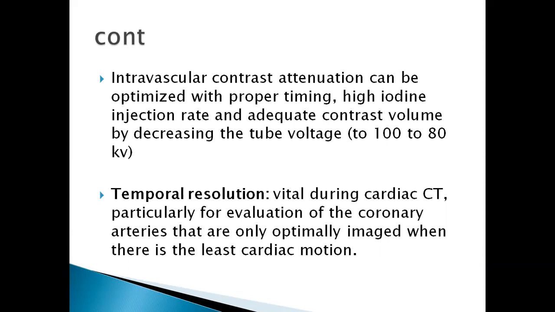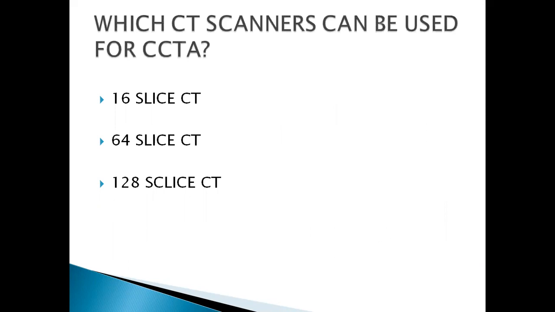The temporal resolution is vital during cardiac CT because it's one of the things that gets affected primarily when there's motion, and we know that the heart is a moving object. So temporal resolution becomes very vital in this sense. So it's one of the things that you have to think about: how am I going to make sure that my temporal resolution is increased or becomes better?